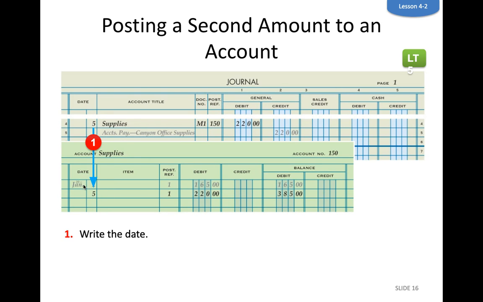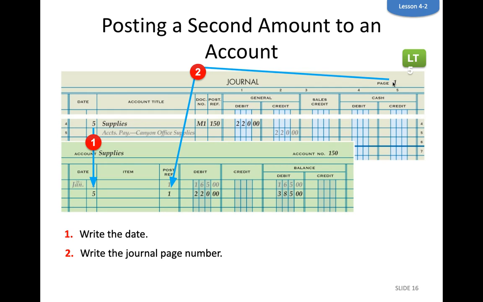So write the date, and again, since we're still on that ledger that we already made an entry on for January, since we are working still in January on the 5th, we don't need to write the month there, just like you did with the journal. So write the date, 5 for January 5th. Write the journal page number. We're still working on page 1. So we're going to label post reference number 1 there.